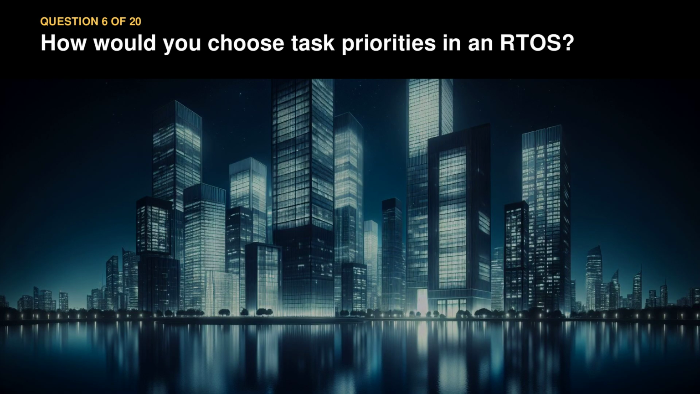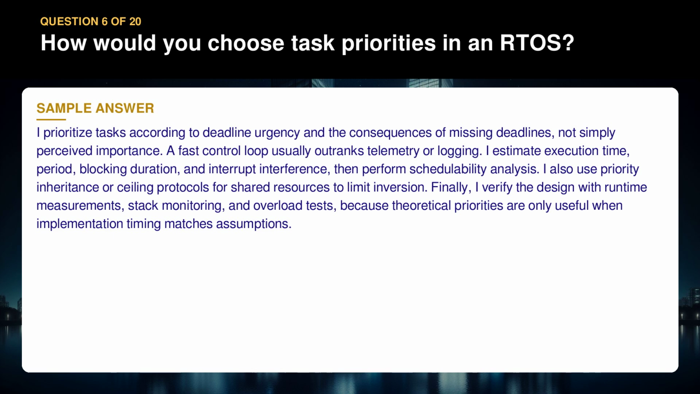Question 6. How would you choose task priorities in an RTOS? I prioritize tasks according to deadline urgency and the consequences of missing deadlines, not simply perceived importance. A fast control loop usually outranks telemetry or logging. I estimate execution time, period, blocking duration, and interrupt interference, then perform schedulability analysis. I also use priority inheritance or ceiling protocols for shared resources to limit inversion.